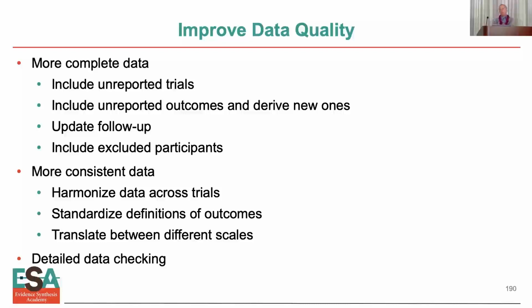Whereas if you have the individual data, you could calculate it any way you want. Another thing is that the outcomes might differ in these studies, but it might be possible to standardize the definitions if you have the individual data, because you might be able to recalculate something. Or if you have different scales, you might be able to translate between the different scales if you have the original data, particularly if you have a way of going back and forth between the two.